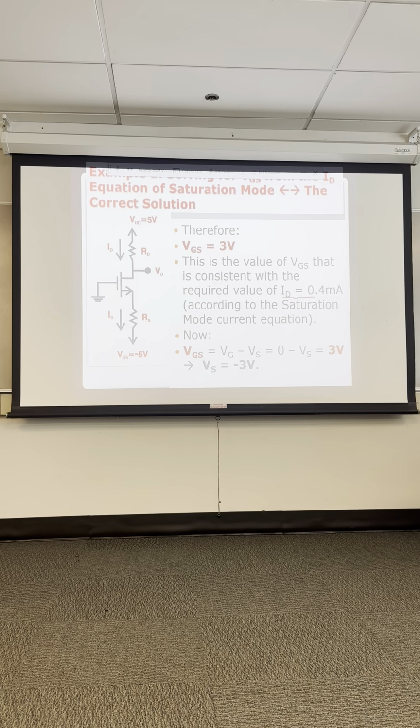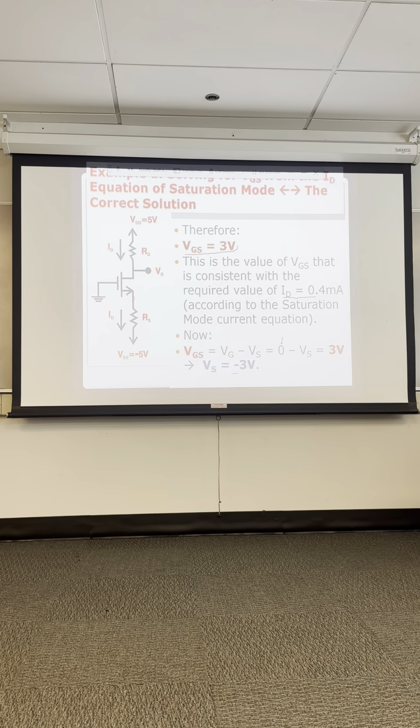So at the lower part, the gate to source is the gate voltage minus the source voltage. The gate voltage is 0 minus V sub S is equal to 3 volts. We get that from up here. This is what we saw for the gate to source. And now we're going to solve for the source voltage, which is minus 3 volts. So we have minus 3 volts on the source.